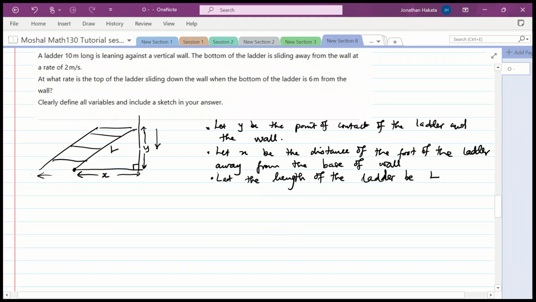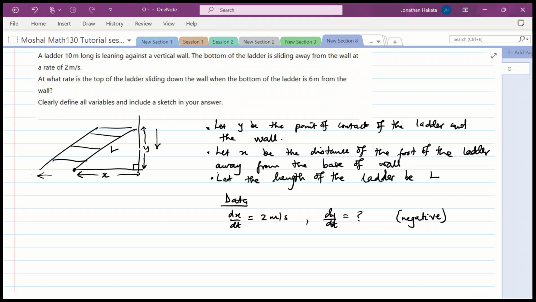All right, but we are given some data. We are given that the bottom of the ladder is sliding away at a rate of dx/dt. Since it's sliding away, x is increasing, so it's a positive 2 meters per second. Now dy/dt is unknown. The question wants us to find dy/dt, but obviously it must be negative because the size of y is decreasing with time.